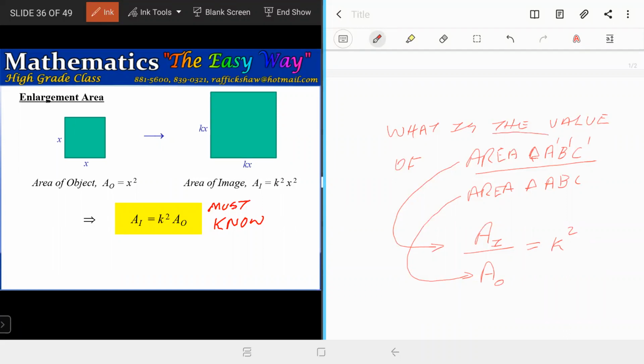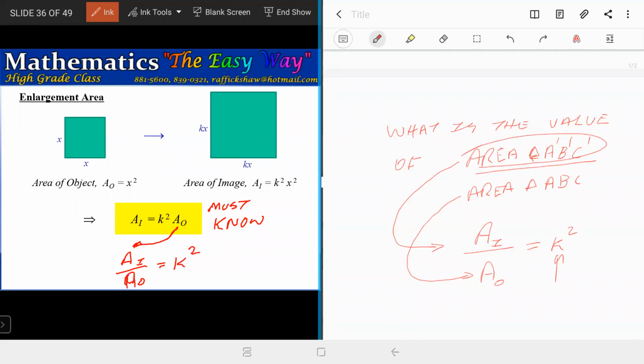Now, some people would work out the area of the triangle and work out the area of this in order to get this, when all you have to do is just square the scale factor, and you're done. Square the scale factor right there, and you're good. That's all you have to do. And sometimes they give you shapes that you can't even find the area of. You know what the scale factor is, but you can't find the area. So you have to know this. And we can see it right here, because if I divide by the AO, I get the area of image over area of object equals the scale factor squared.